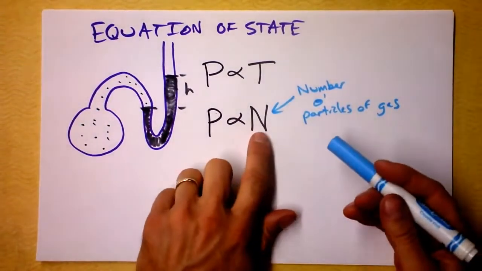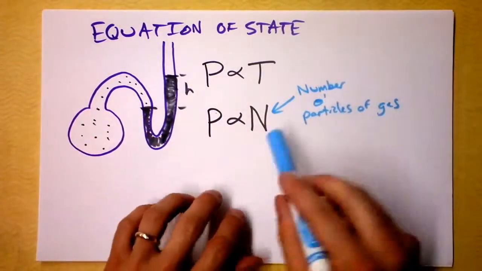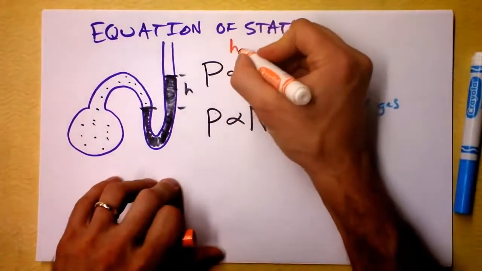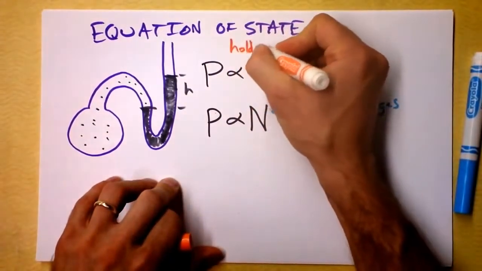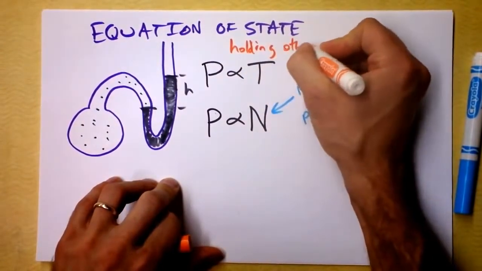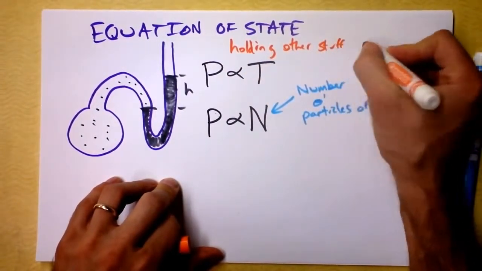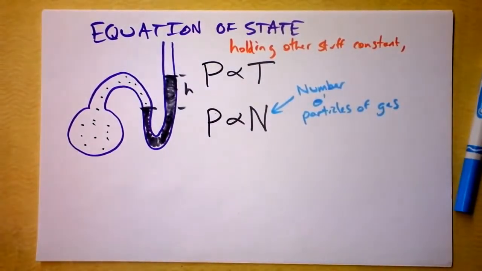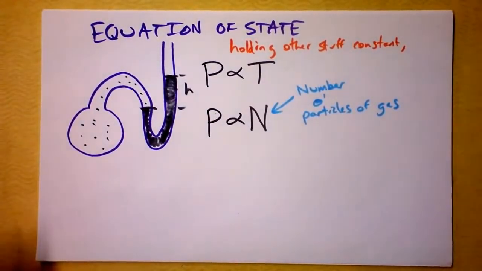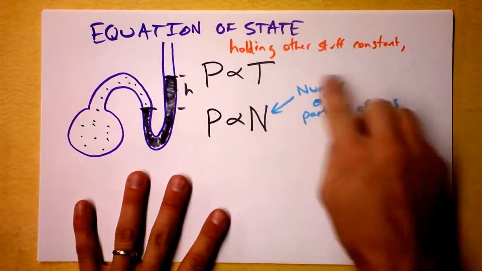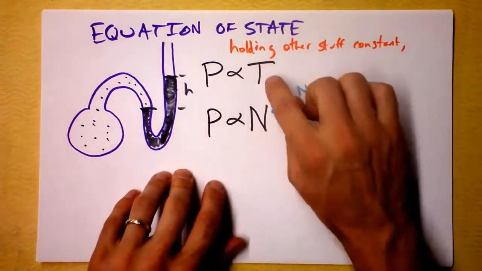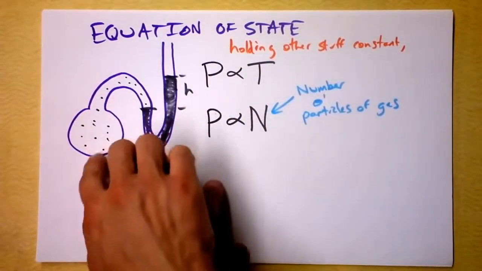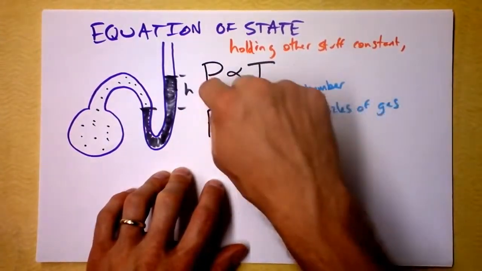All right? And I guess that makes a lot of sense. If you double the amount of stuff that's in a certain volume, I guess, maybe we should preface this by saying holding other stuff constant. Yeah, so this is very, very tricky. We have to be careful to make sure that we know that we're holding other things constant. So if we're holding the number of particles the same, and we are in a constant volume gas thermometer, we raise the temperature, then the pressure goes up.